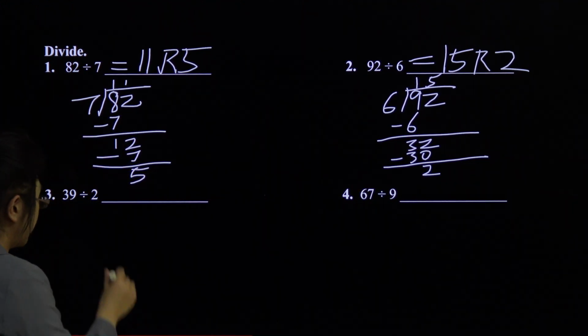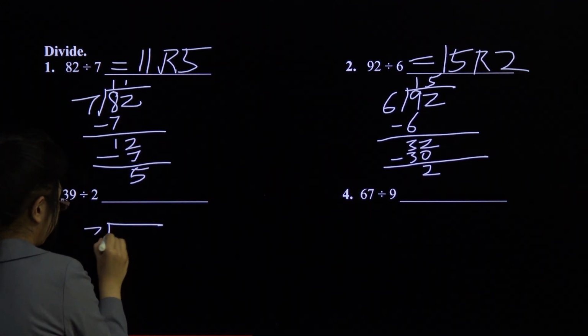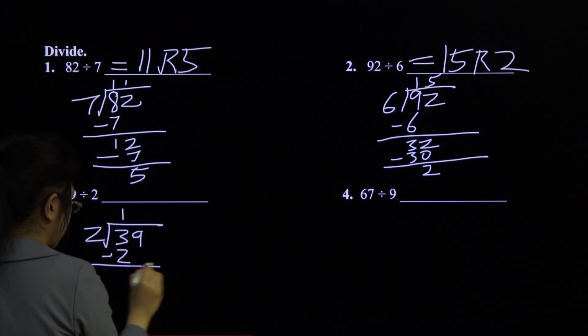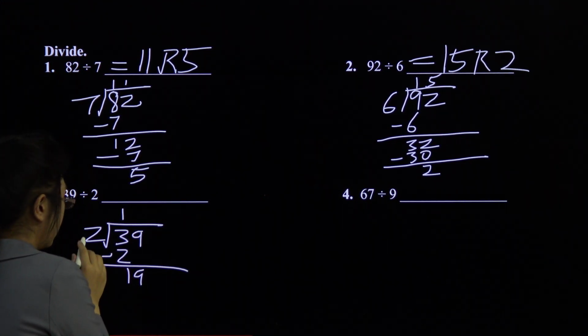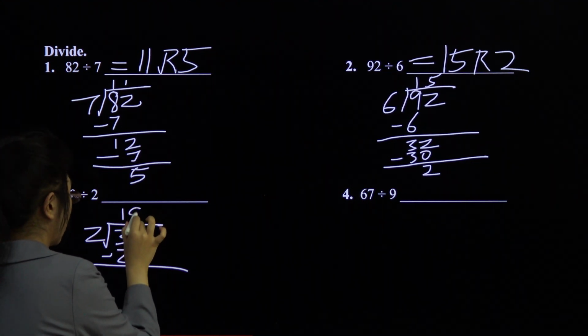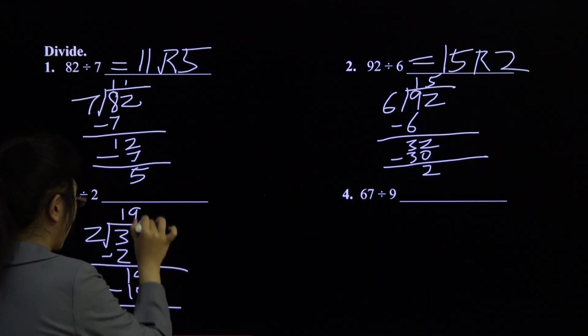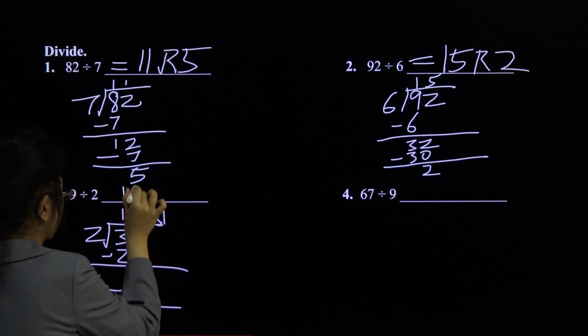39 divided by 2, well, 2 divides into 3 once, so you subtract, you get 19. 2 divides into 19 9 times, you subtract. 19 minus 18 is 1, so you get 19 remainder 1.